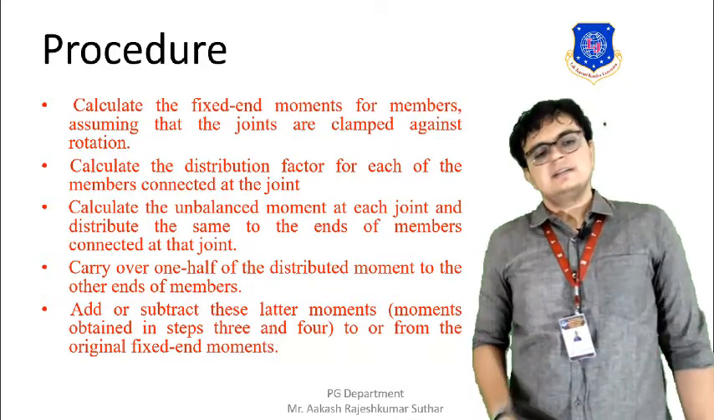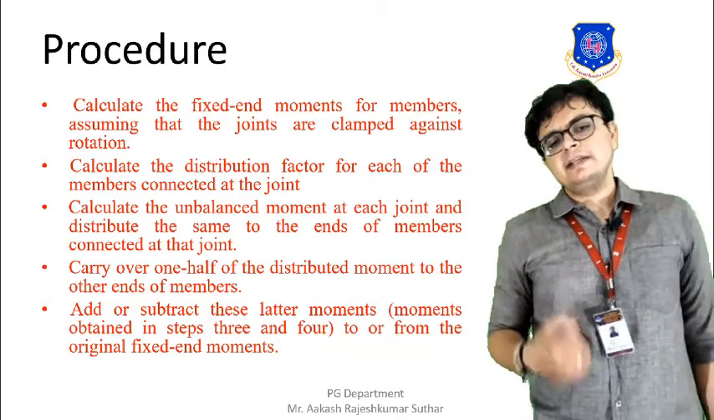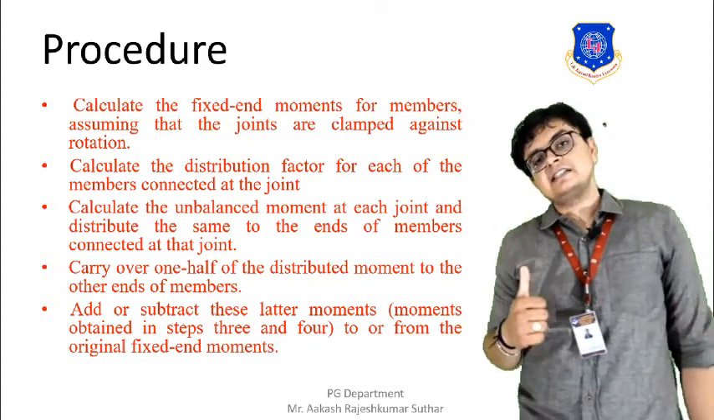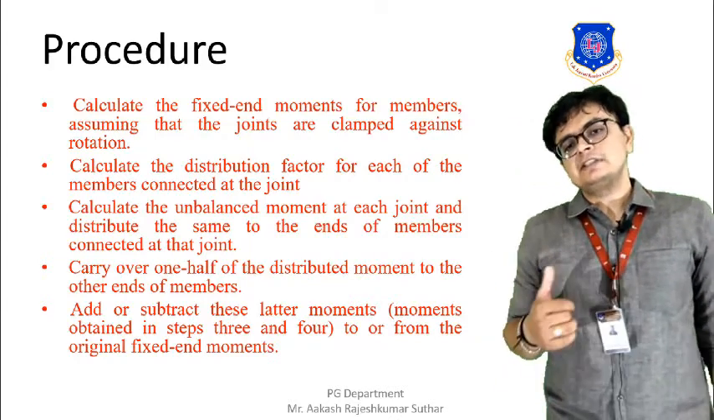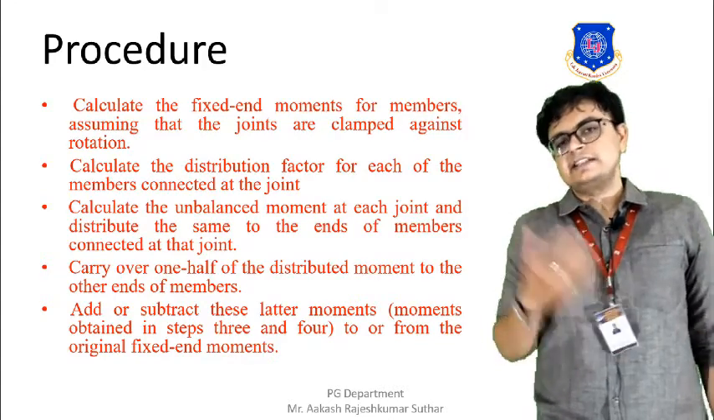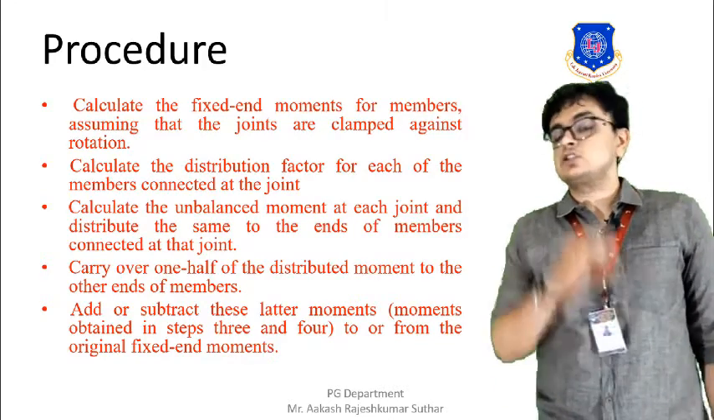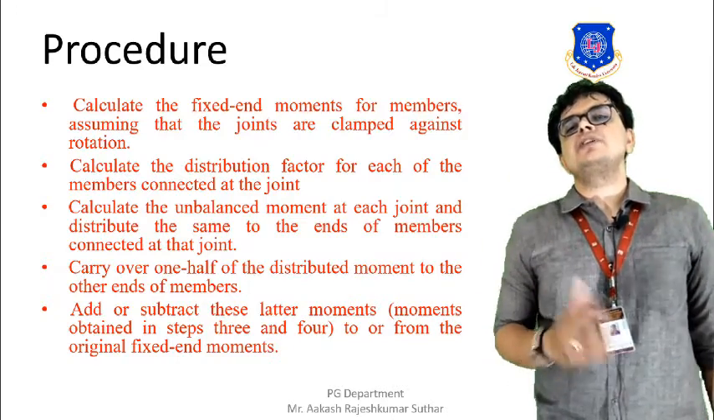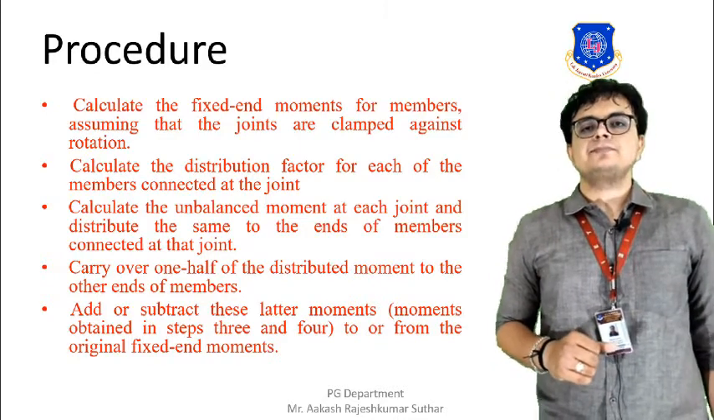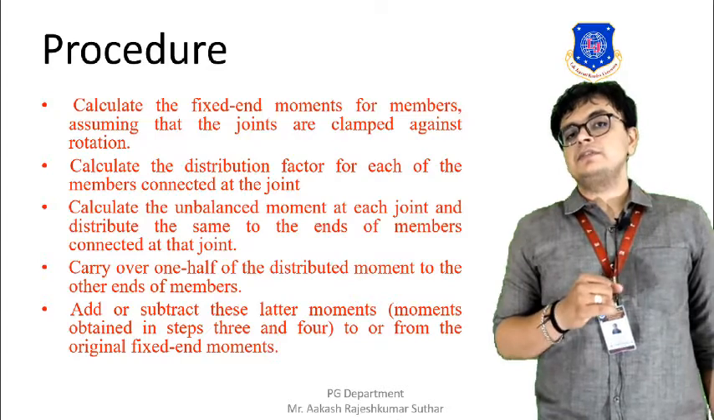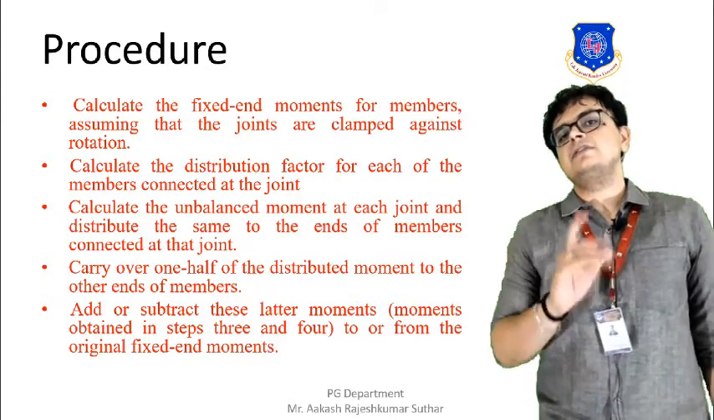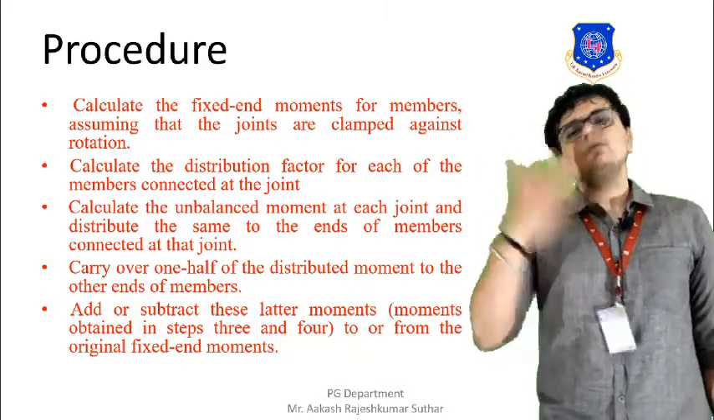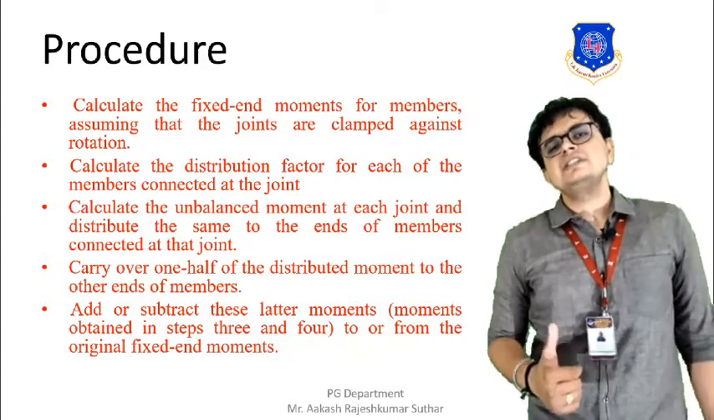So the next step will be the carryover. Carryover will be one half of the distributed moment to the other end. Whatever unbalanced moments we get, we distribute them to the adjacent members, and the carryover will be half. In the previous session we also discussed the carryover factor, which is equal to 1 by 2. Half of the moment will be carried over to the adjacent member.